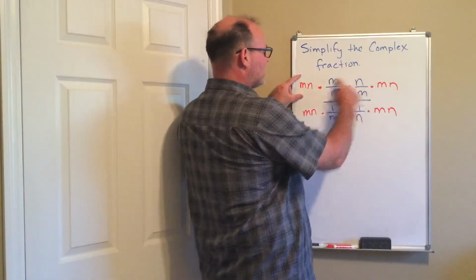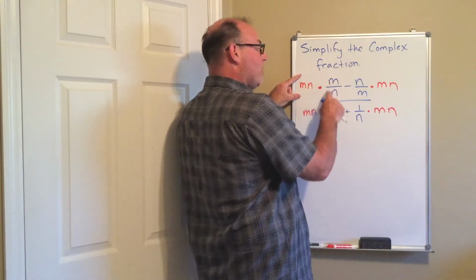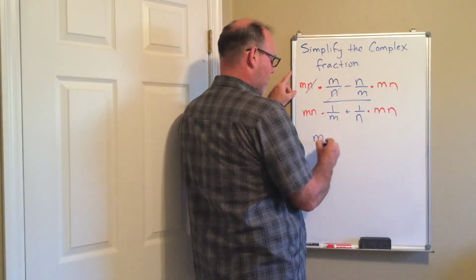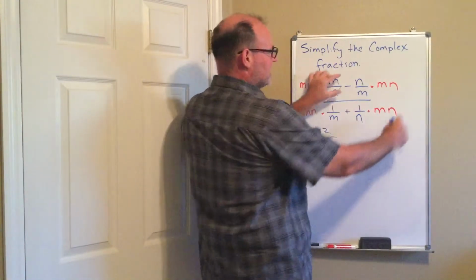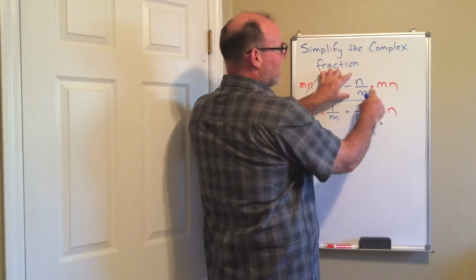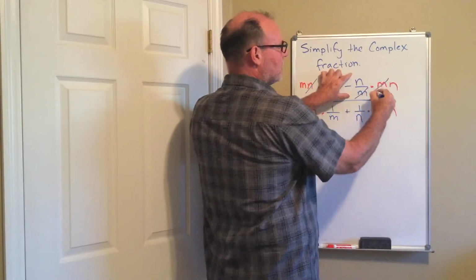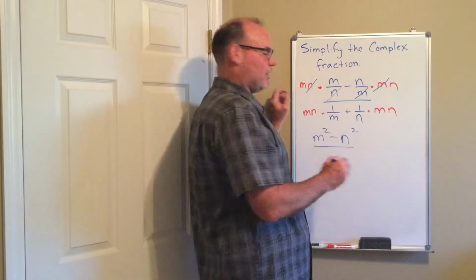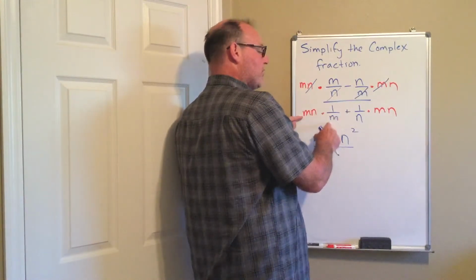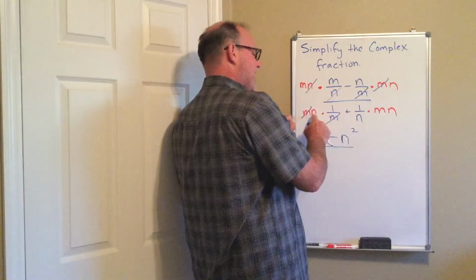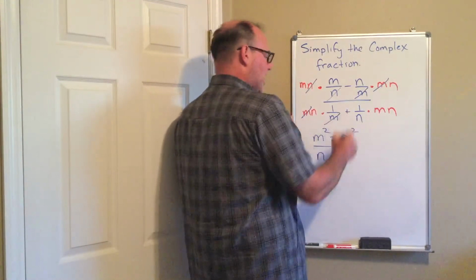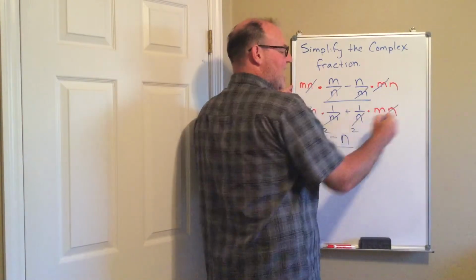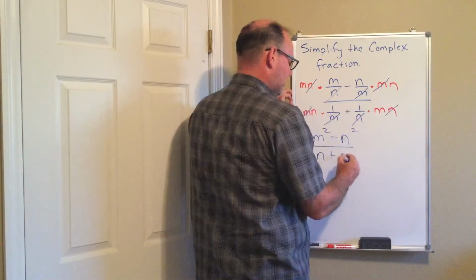So in this first one, when I take the m times n over n, notice the n's cancel. So I have m times m, or m squared, minus this second fraction. I have n over m times mn. The m's cancel, and I have n times n, or n squared. In the denominator, I have m times n times 1 over m. The m's cancel, and I have n times 1, or just n, plus 1 over n times n. The n's cancel, 1 times m is m.